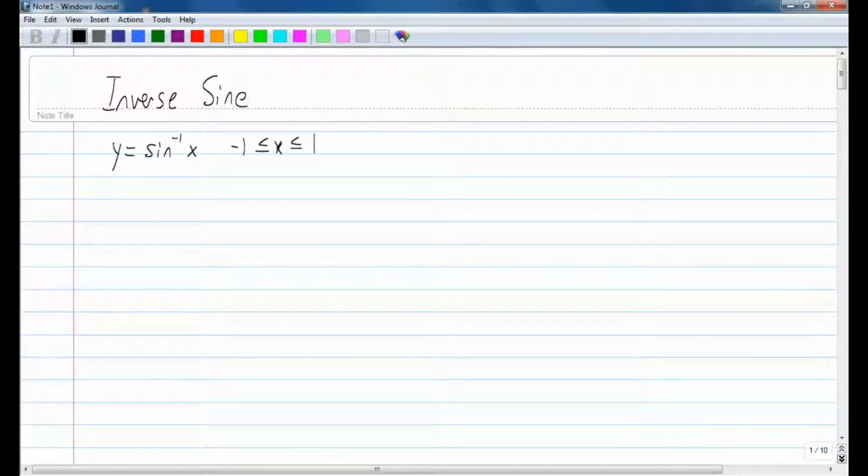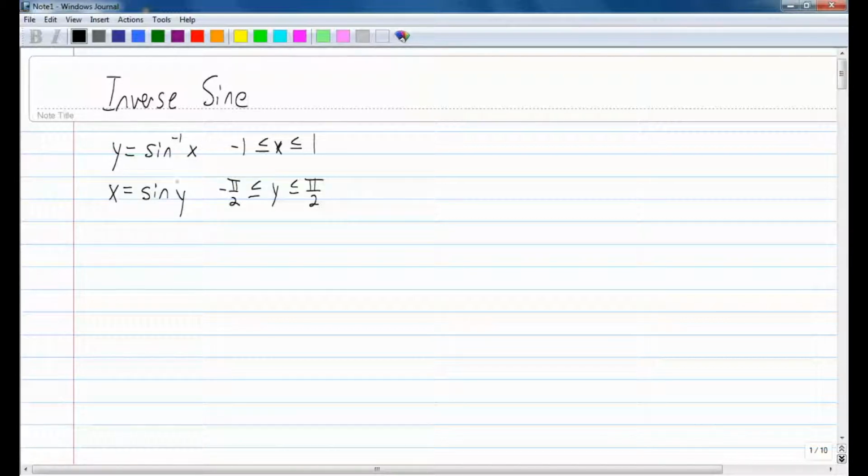The actual answers that we get out are going to be between -pi/2 and pi/2. I'm not sure if you can realize, but it's kind of like we're working backwards. So y equals inverse sine of x actually means that x is equal to the sine of y.